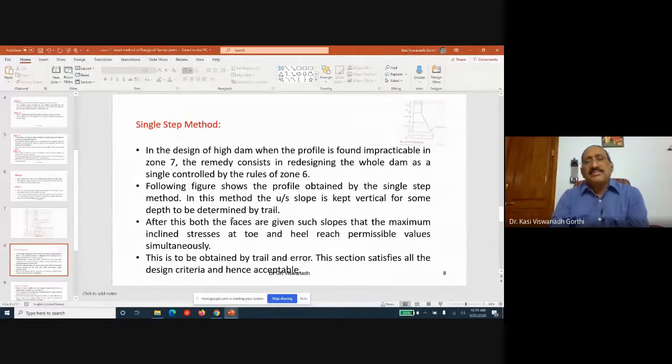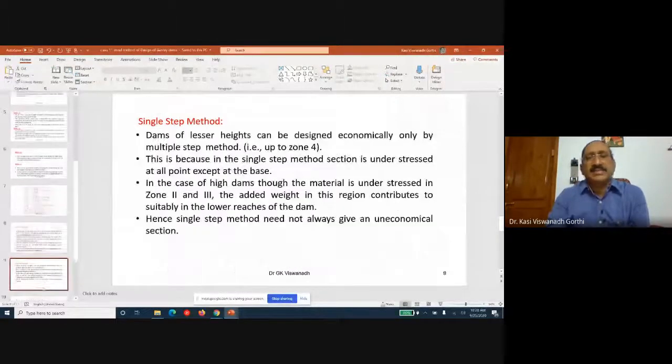This figure shows the profile by the single step method. In this method, the upstream slope is kept vertical for some depth, to be determined by trial and error. After this, both the faces are given such slopes that the maximum inclined stress at the toe and heel reach the maximum permissible values simultaneously. So in the reservoir full and reservoir empty conditions, the stresses developed there should be up to the allowable, permissible values. This is to be obtained by trial and error. This section satisfies all the design criteria, and hence it is usually acceptable.